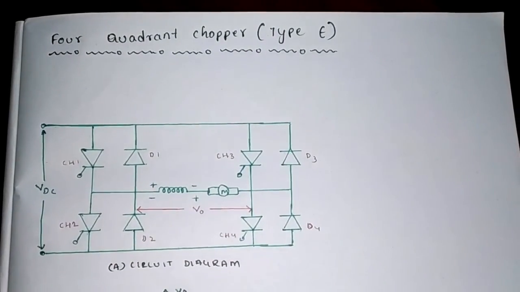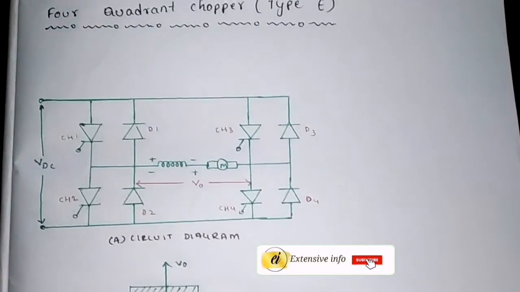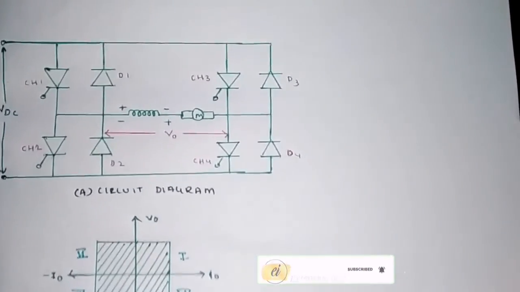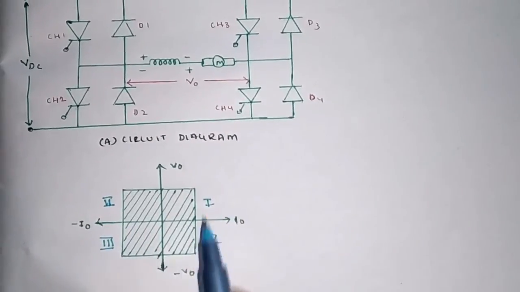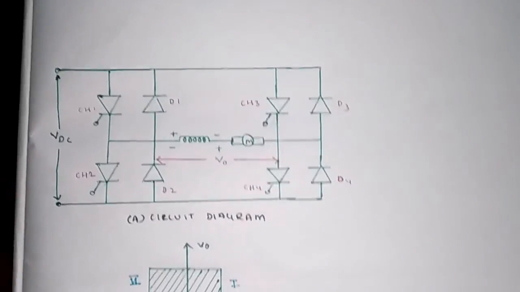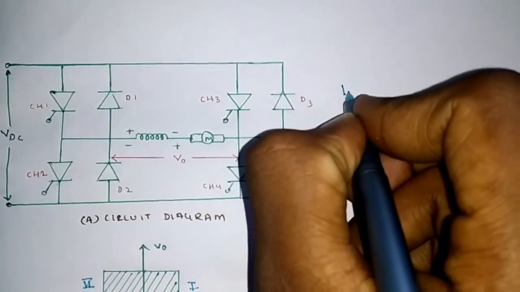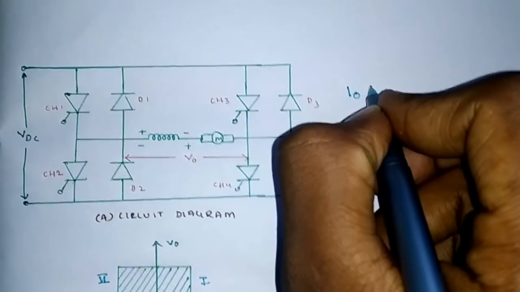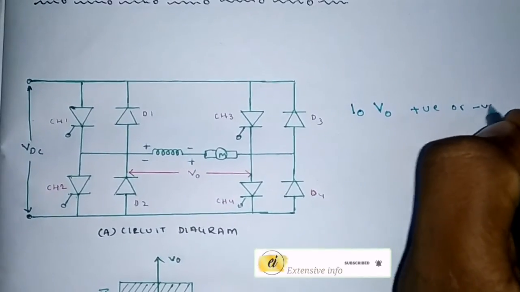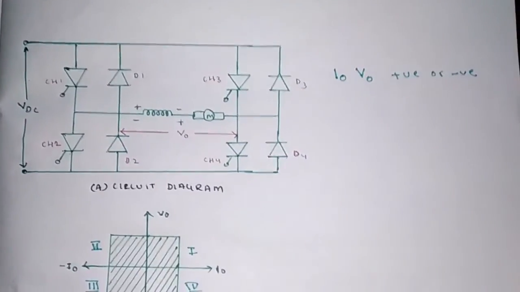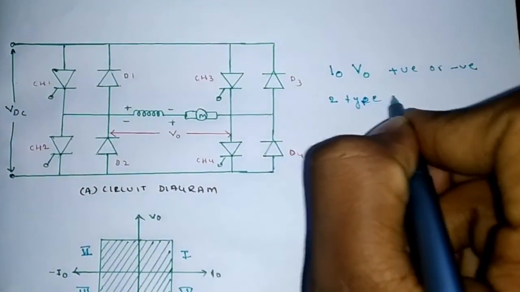Hello viewers, in this class I am going to explain 4 quadrant chopper or type E chopper. This is the circuit of type E chopper and this is the output. In type E chopper, the output current and the output voltage is either positive or negative direction, and it is a combination of two type C chopper.